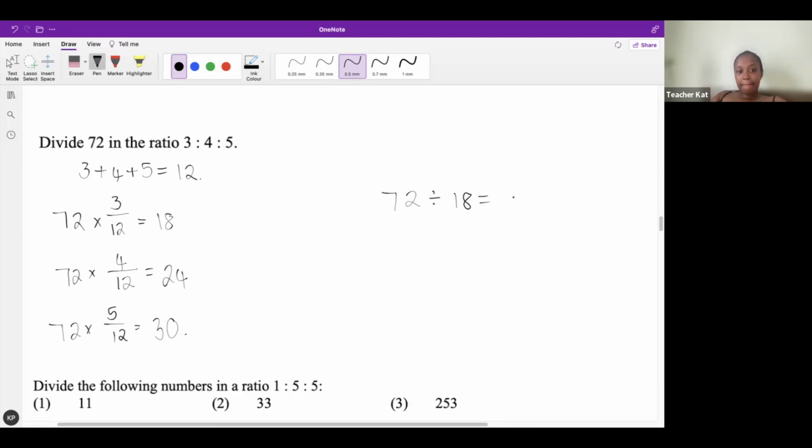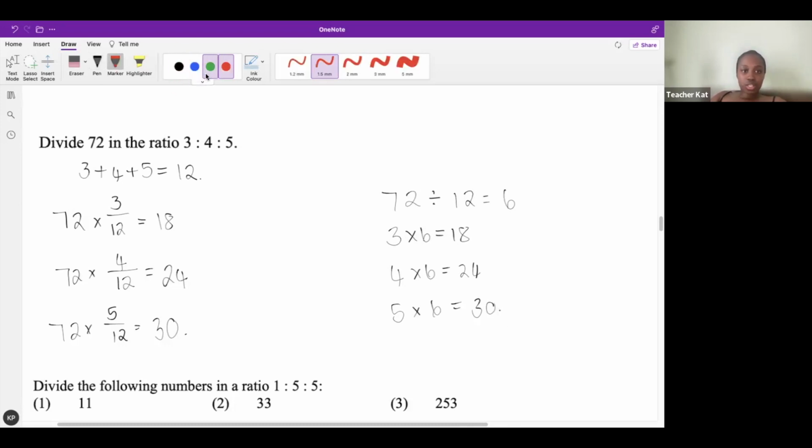Whereas with method 2, you would have said 72 divided by 12. This is going to give us 6. And then for person 1, that will be 3 times 6, which is 18. For person 2, it's 4 times 6, which is 24. And for the last person, it is 5 times 6, which is 30.